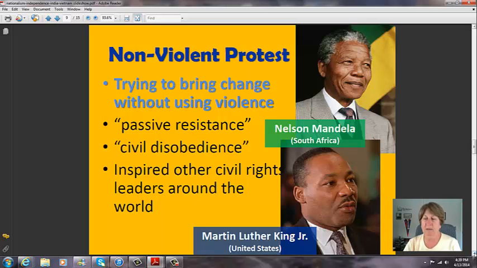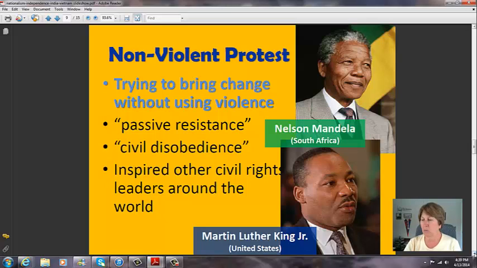It was thought that Gandhi inspired many other civil rights leaders around the world, Nelson Mandela in Africa that we're familiar with, and of course the one that we're probably most familiar with is Martin Luther King Jr. here in the United States, who led the civil rights movements in our own country.